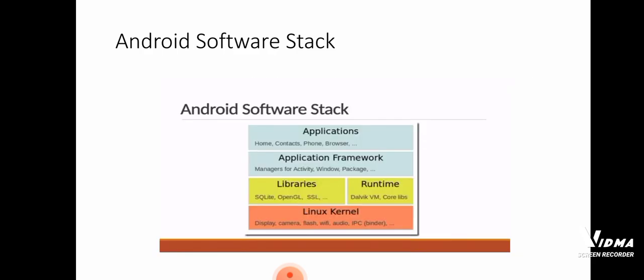Android software stack. It consists of applications, application framework, libraries, runtime, and Linux kernel. Applications consist of home, contacts, phone, browser. Application framework consists of managers for activity, window, package. Libraries consist of SQLite, OpenGL, SSL. Runtime consists of Dalvik VM and core libs. Linux kernel consists of display, camera, flash, Wi-Fi, audio, IPC.